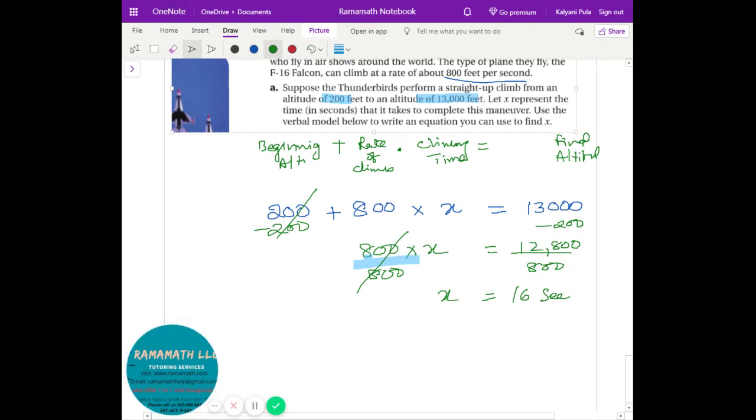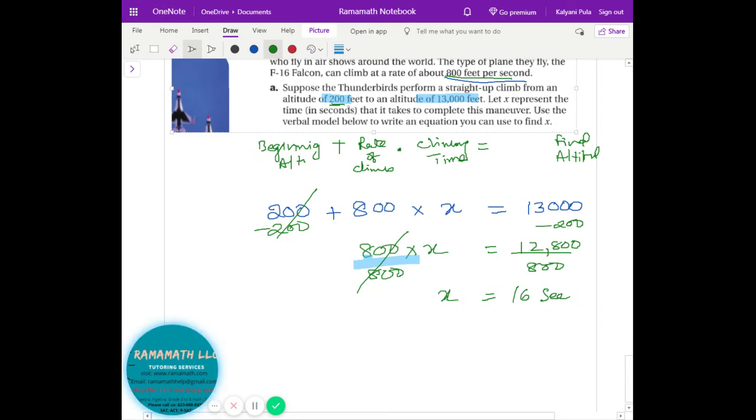Let me explain it one more time to you. So the model is beginning altitude, right? The beginning altitude is 200. Agree? And then rate of climb is 800 feet per second. That's what we write here. And then climbing time, that's what we need to find out, because they're asking for the climbing time. X represents the time. That's what we need to find out. And the final altitude is 13,000 feet. So we got that equation taken care of.